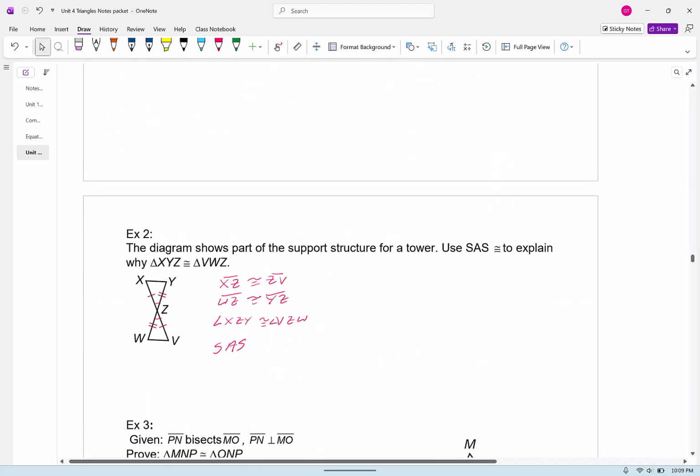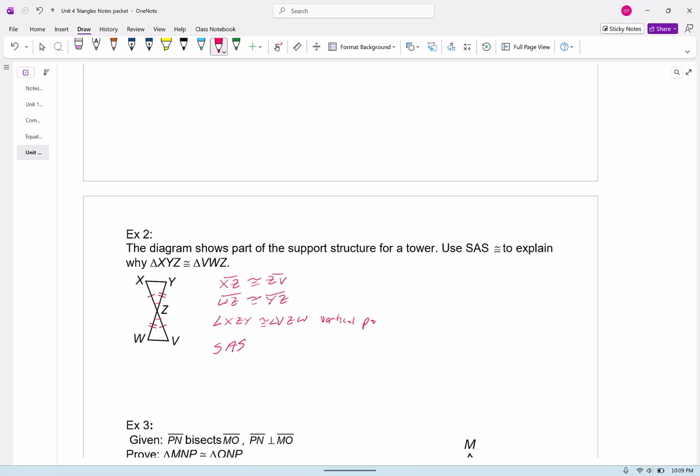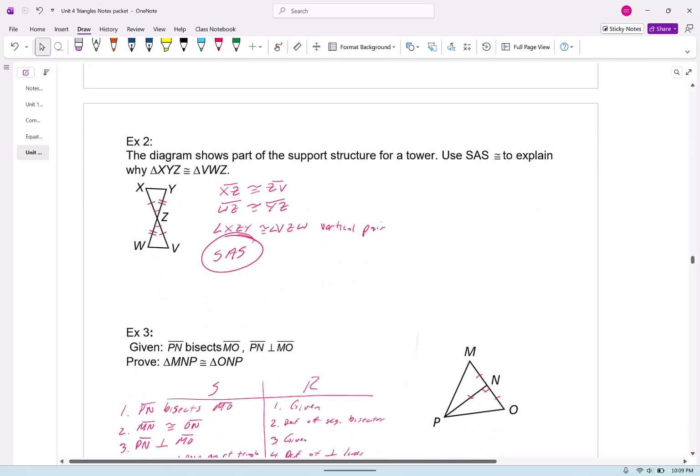Okay, so we have another example. So we have certain sides that are the same. XZ and ZV are congruent, and WZ and YZ are congruent. And since those are congruent, and then you have a vertical pair with XZY and VZW, right? Those are vertical pairs. Then I have a side, I have an angle, I have a side, and I could say that based off of side-angle-side congruency, that is a congruent triangle.